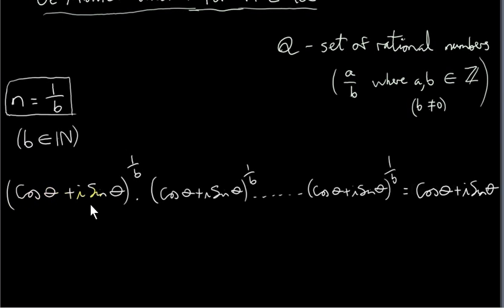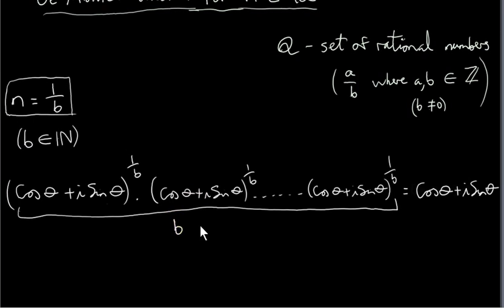Now if we take (cos θ + i sin θ) to the power of 1/b and multiply it out b times, what we have here are b terms, where a term is cos θ + i sin θ. In the previous example we had that b was 2. We had (cos θ + i sin θ) to the power of a half, so we just had two terms. (cos θ + i sin θ) to the power of a half times (cos θ + i sin θ) to the power of a half gave us (cos θ + i sin θ) to the power of 1.